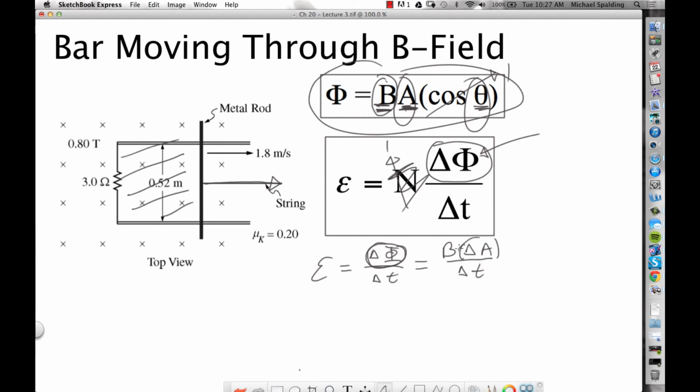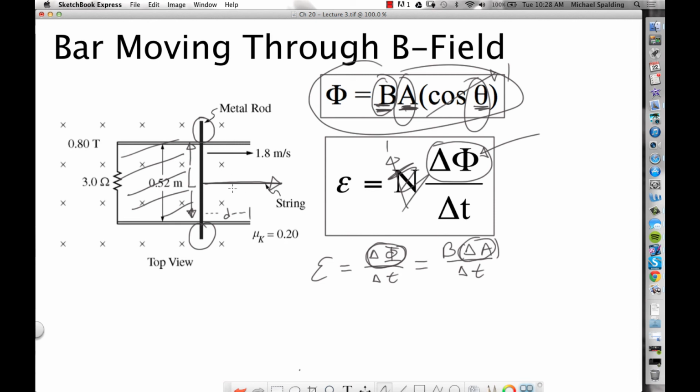Now, what would this change of area be? Let's say that the length of the bar, the length of this rod, is L. So from rail to rail is L. We don't care about this and that. Why do we not care about the part of the rod sticking out over the rails? It's not part of our loop, right? So the length of the rod from rail to rail is L, and then let's say that the rod moves a distance D.